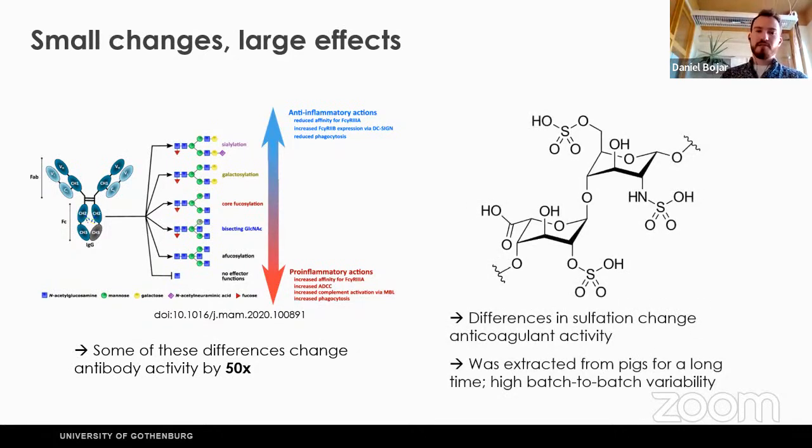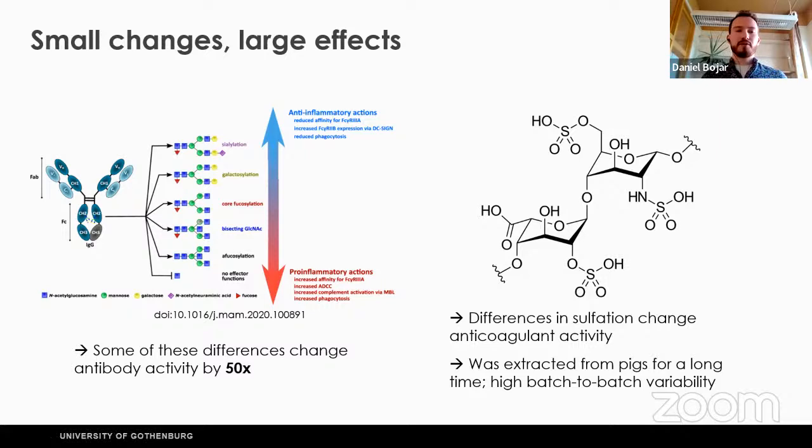Another example would be heparin. Heparin is a common anticoagulant, so a blood thinner, and is a glycan. It's a glycosaminoglycan, so actually a long chain carbohydrate. And as you can see here, it's heavily sulfated, so a lot of sulfate modifications.